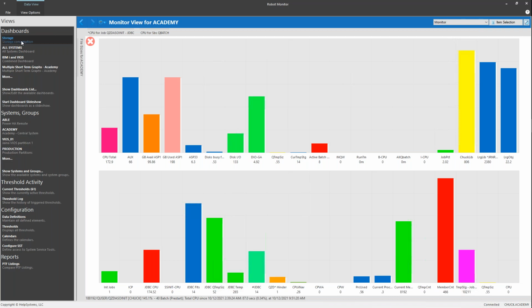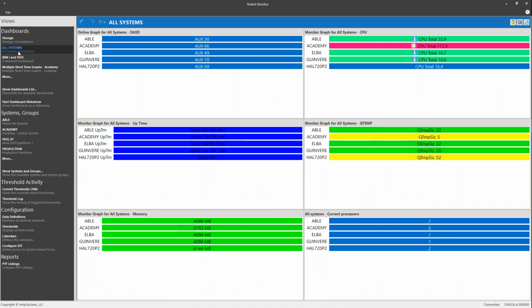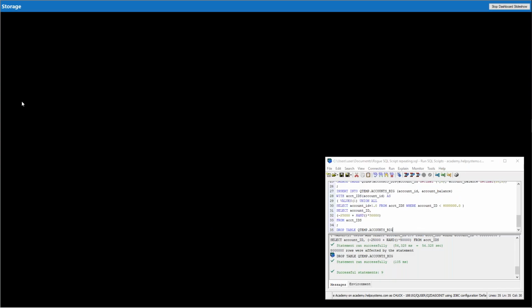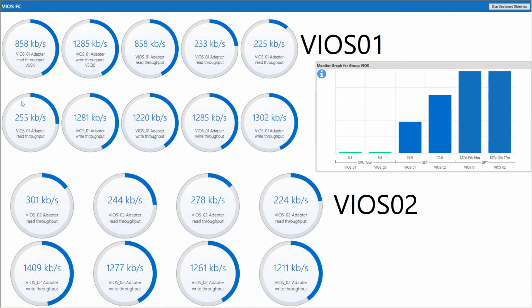So storage is a big part of monitoring, of course. Here's my storage utilization across all 10 of my partitions: IBM i, AIX, Linux, VIOS. You can present the data in different forms, different widgets, gauges, textual form, and likewise for the dashboards that you can create, you can turn the dashboard into a slideshow. So you can create as many dashboards as you want and spend as much time in each dashboard view as you want.